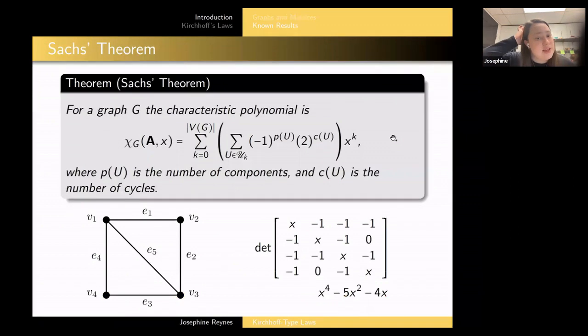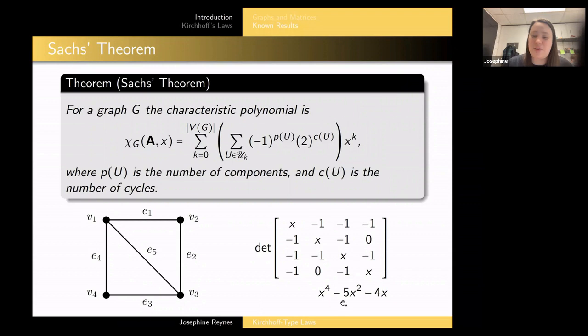These are nice because Sachs's theorem is a sum over all of them. He says that you can calculate the characteristic polynomial of the adjacency matrix for a graph by summing over these figures with the appropriate signing function, where you look at the number of components and the number of cycles in a component. When you take the determinant, you're summing over these, and you get the characteristic polynomial.